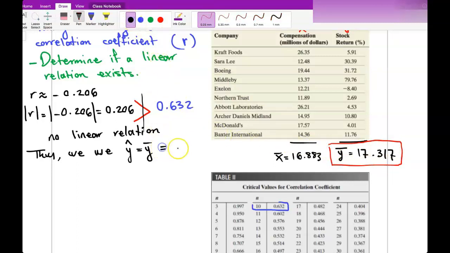So this is equal to, okay, I want to round this to 17.3. And see, all these are in percent. So here is percent.